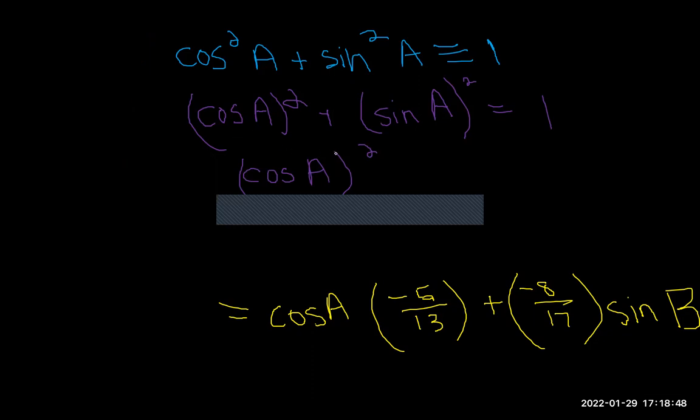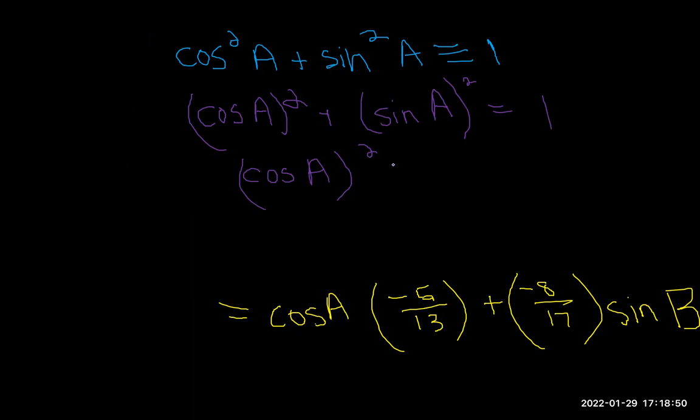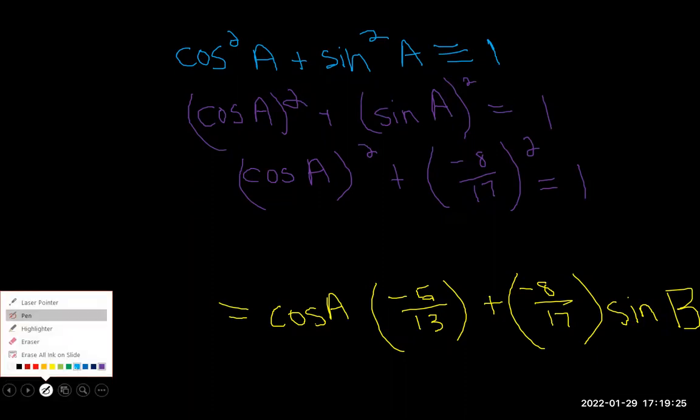We're trying to find cos A, right? So cos squared A plus, we are given sine A, and sine A is minus 8 on 17 squared. And let's just say this is equal to 1. Now I have an equation where I can find the value of cos A. All I need to do is transpose. Anybody who wasn't here with me, transposing just means to make something the subject of the formula. We want to find the value of cos A, so all we have to do is make this the subject of the formula, right? So from here, it's just basic algebra.